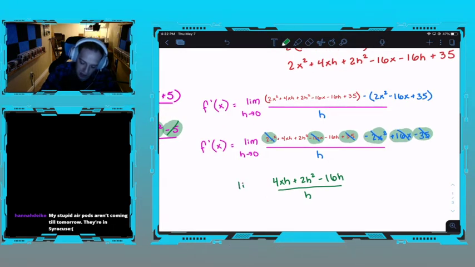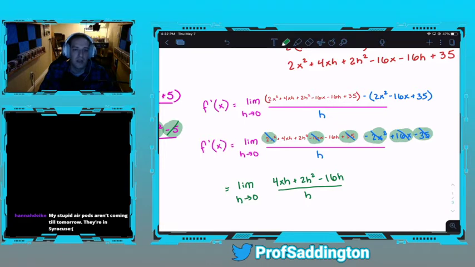And again, we are still trying to do the limit as h approaches 0. Just like before, we can't take that 0 and plug it in because if you do, then you're going to have a fraction that is undefined. So before you plug in the 0, the last thing we have to do is factor it.